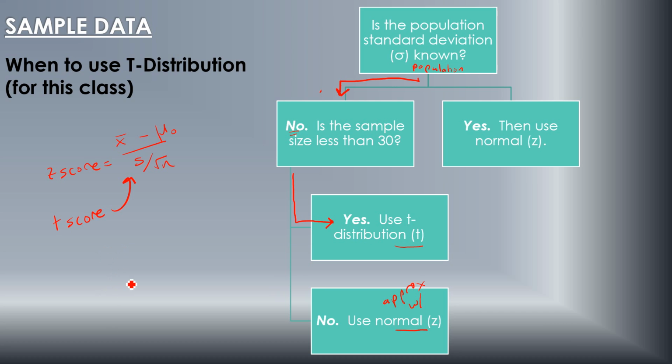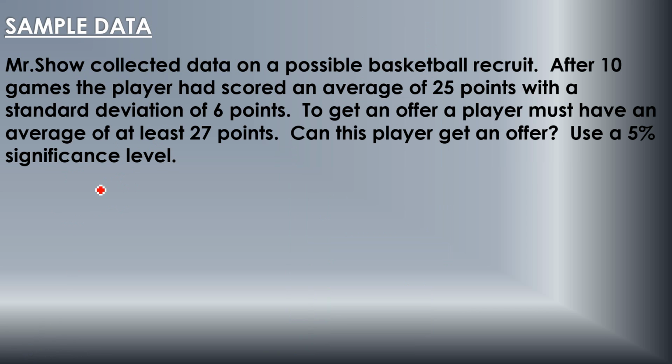What's going to be different is when we go onto our calculator, when we go into distribution, instead of selecting normal, we're going to select t. And there's going to be a few differences there when we actually do it. So let's do 3 examples.